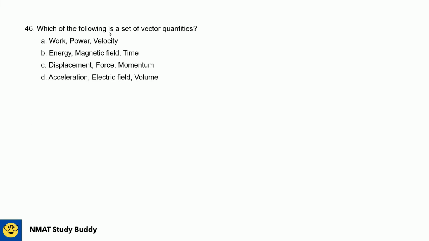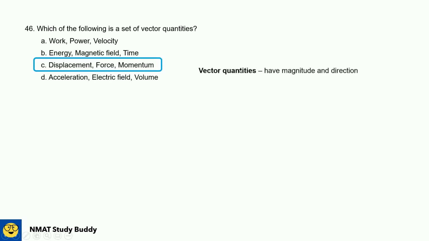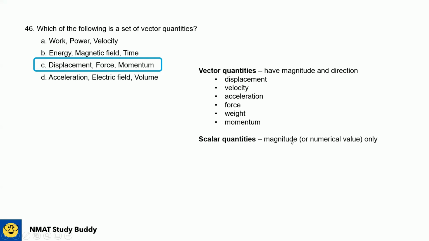Number 46, which of the following is a set of vector quantities? So the correct answer here is letter C, displacement, force, and momentum. Pag sinabing vector quantities, those are quantities that have magnitude and direction. So yung examples nun are displacement, velocity, acceleration, force, weight, and momentum. Pag scalar naman, magnitude lang yung tinutukoy ng quantity or yung numerical value lang, walang direction. So for example, distance, speed, time, power, and energy.